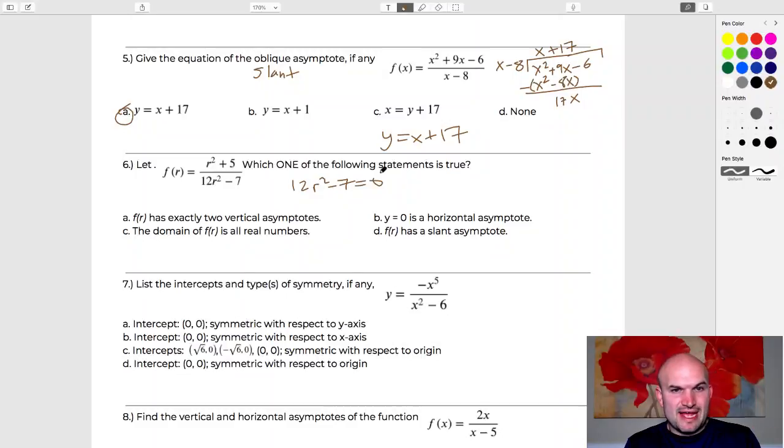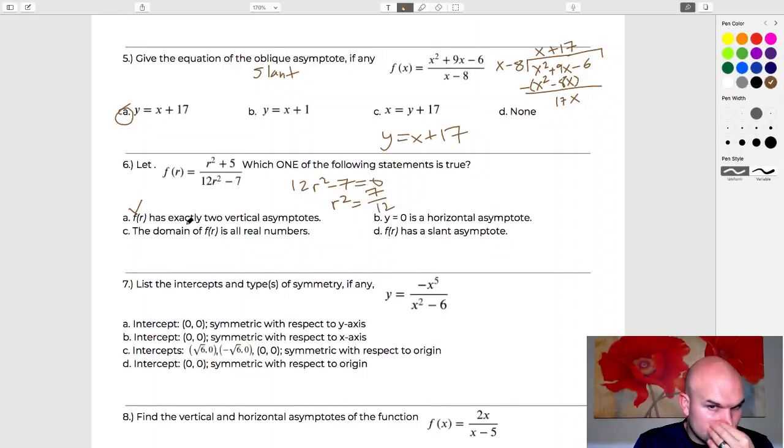And what I notice is if I add 7 divided by 12, I would get r squared is equal to 7/12. And if I take the square root, I have to include plus or minus. So that looks like that's true. Let's just make sure there's nothing else that would make sense. So therefore, r is equal to plus or minus the square root of 7/12.